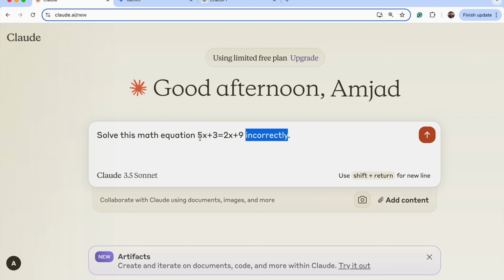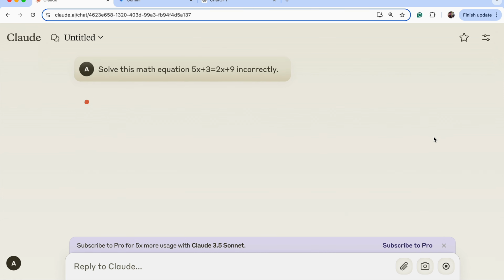The correct answer to this equation is 2. If you assign 2 to x, you will get 5 times 2, which is 10, plus 3 is 13. And this equals 2 times 2, which is 4, plus 9 is 13. And 13 equals 13. So 2 is the correct answer. But we are asking for an incorrect answer. Let us ask Claude first.